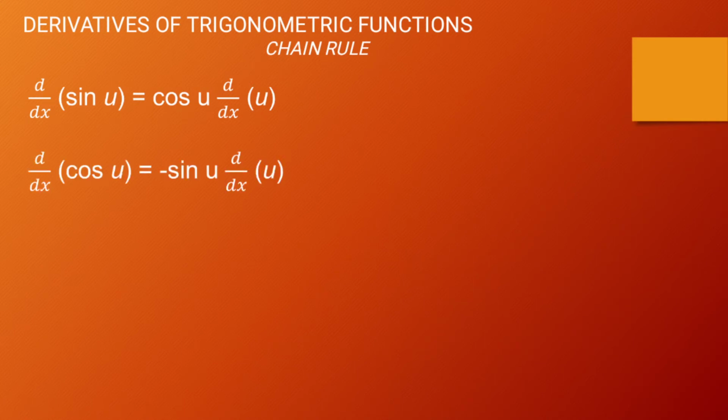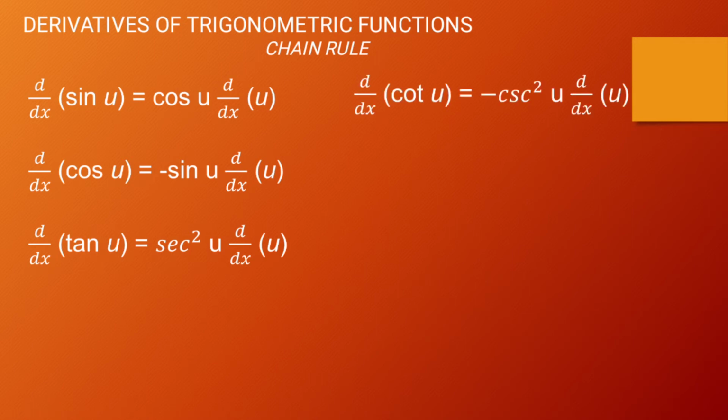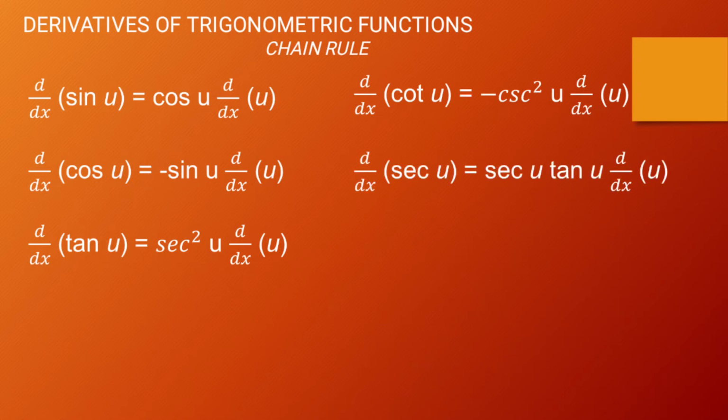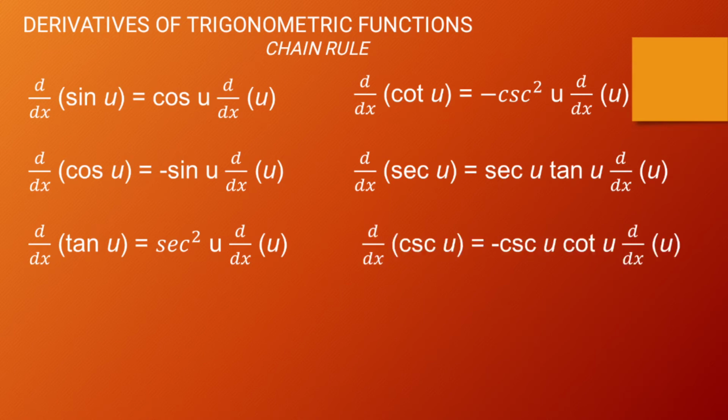And for the cosine u, it is equals to the negative sine u times the derivatives of u. And for our tangent u, it is equals to secant squared u times the derivatives of u. And for the derivative for cotangent u is negative cosecant squared u times the derivative of u. And for the derivative of secant u, it is equals to secant u tangent u times the derivative of u.